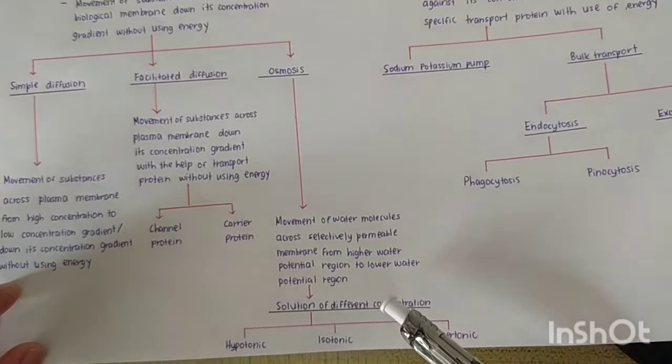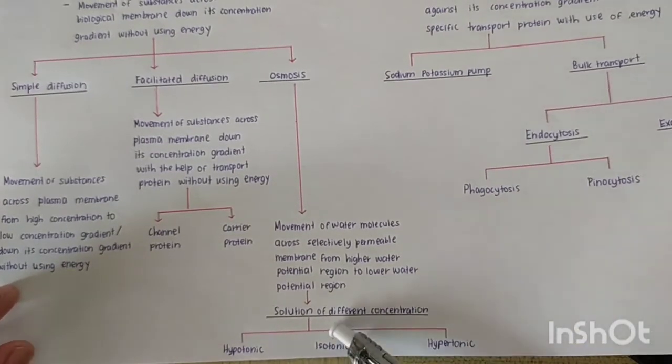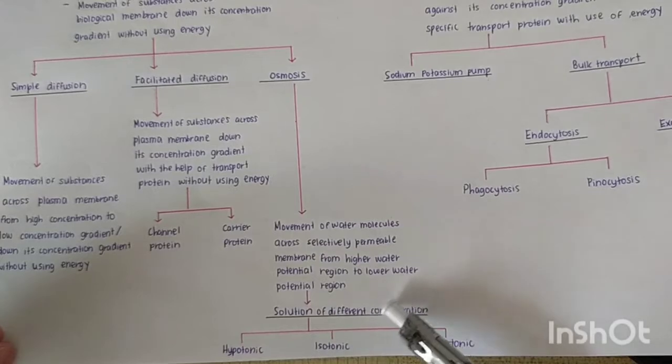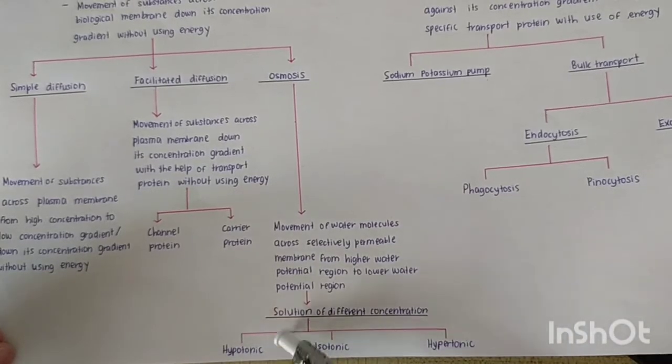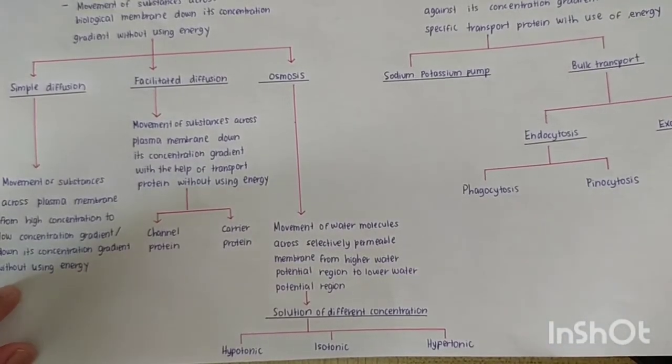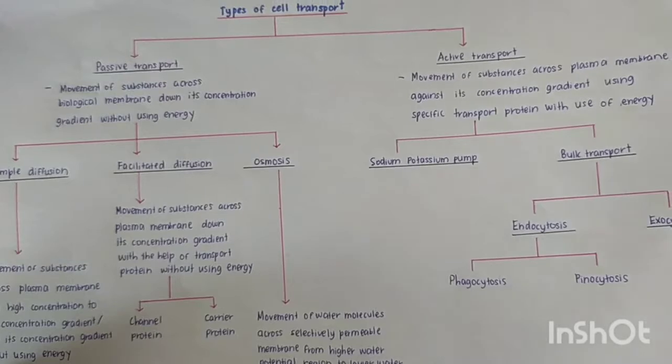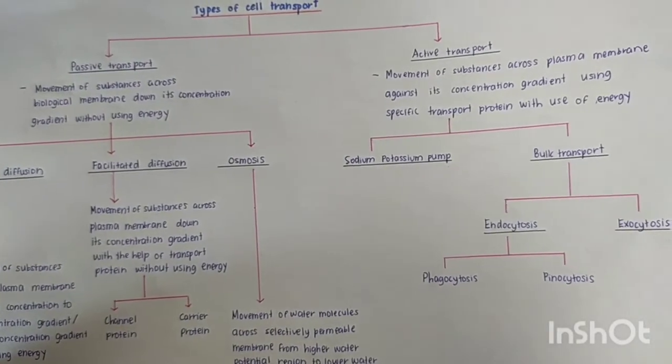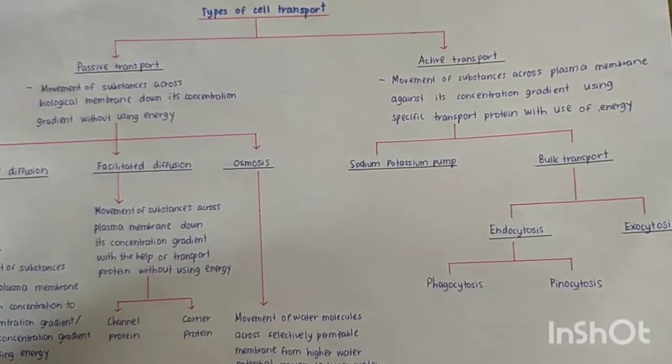For osmosis, you have to know the solutions of different concentration. The solution may be hypotonic, isotonic or hypertonic. So this is for passive transport. Now we look at active transport. So what is the difference?